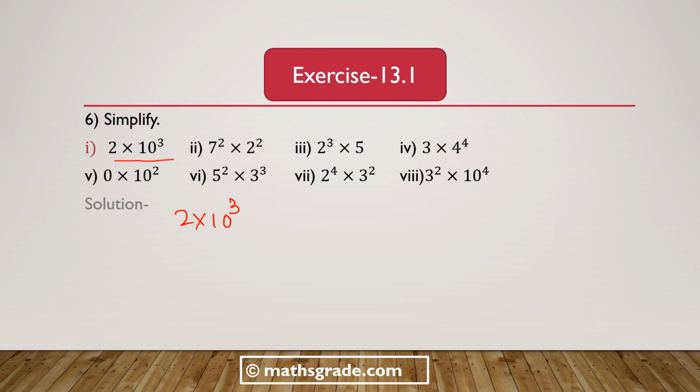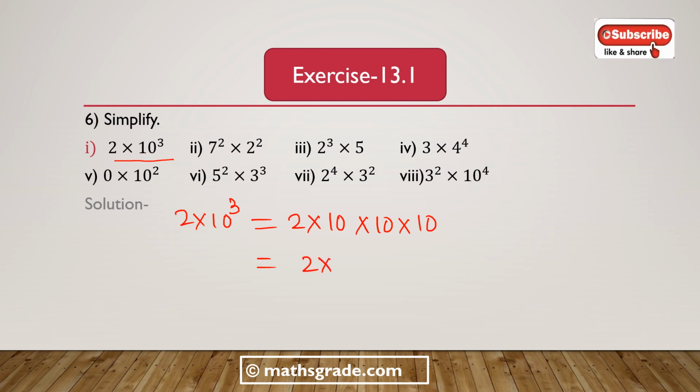We know 10 to the power 3 means 10 is multiplied 3 times. 10 multiplied by 10 multiplied by 10. 10 multiplied by 10 is 100. 100 multiplied by 10 is 1000. 2 multiplied by 1000 is 2000. So 2 multiplied by 10 cube is 2000. This is the value of this exponential number 2 multiplied with 10 cube.